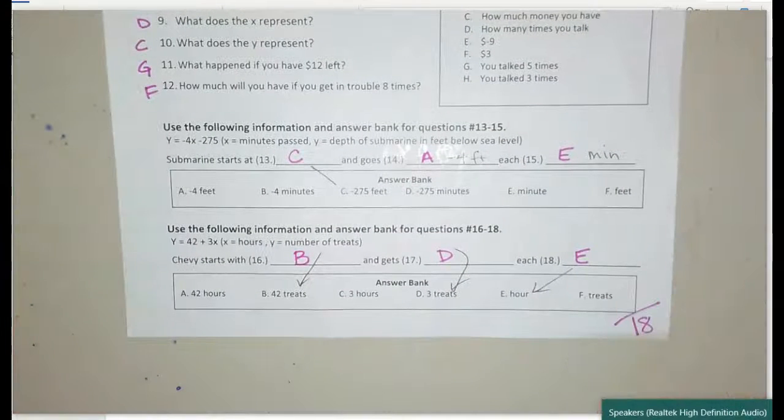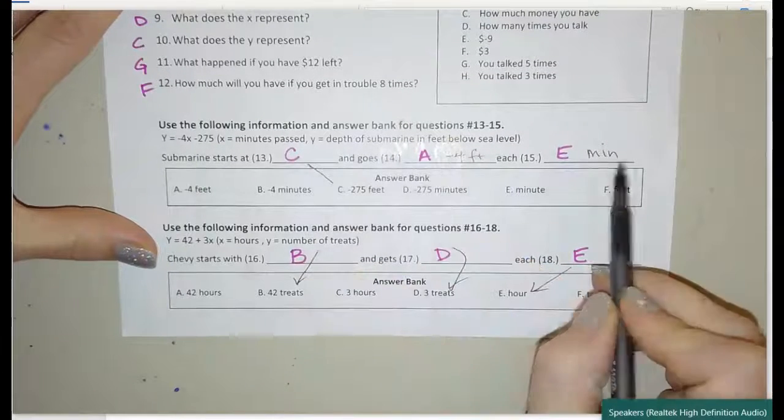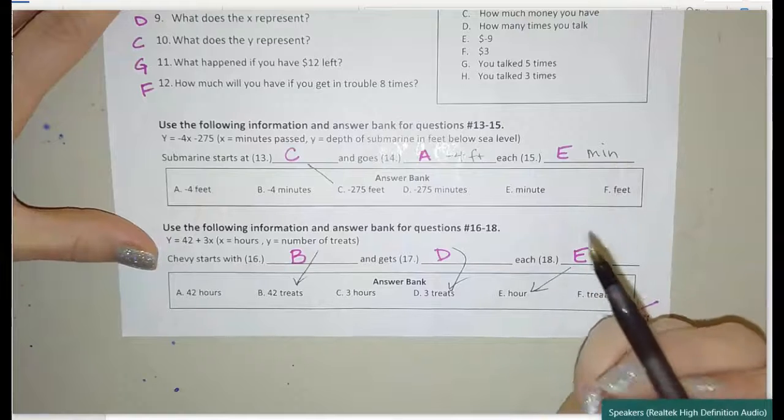Okay. Here I'm just looking to complete the sentence, the statement. So it says use the information to fill in the blanks here. Y equals negative 4x minus 275, right? And they give me what x and what y is. Okay. So now I'm just trying to translate that into a sentence of what's actually going on.